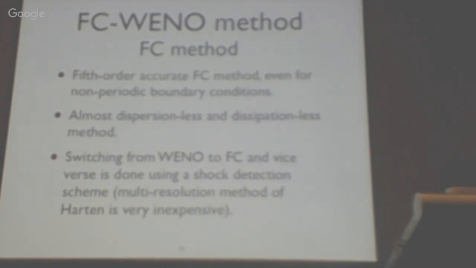So now we have to have a mechanism to switch between the WENO method and the FC method, the Fourier continuation method, based on the smoothness of the problem. We use the multi-resolution method of Harten. There are several ways of doing it. For us, so far, this multi-resolution method leads to good shock detection and is very inexpensive.